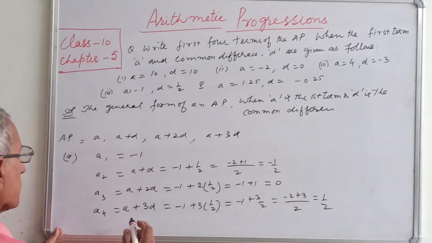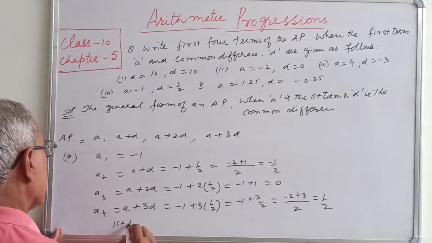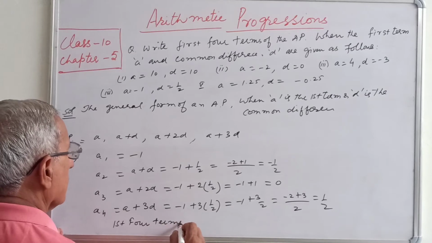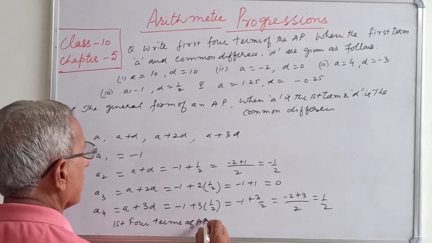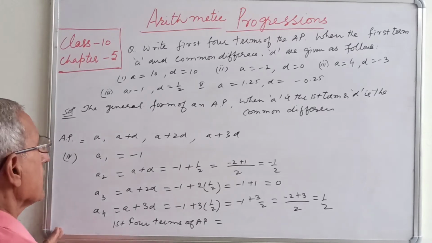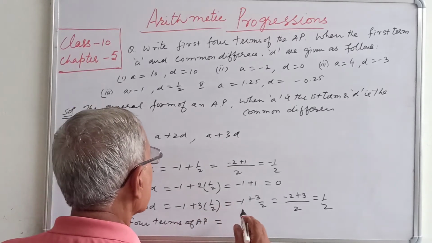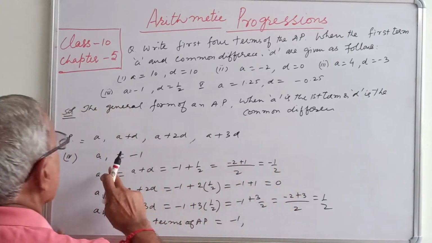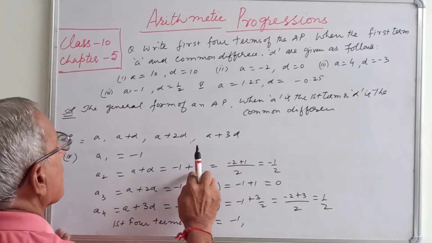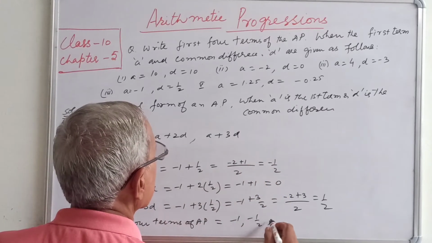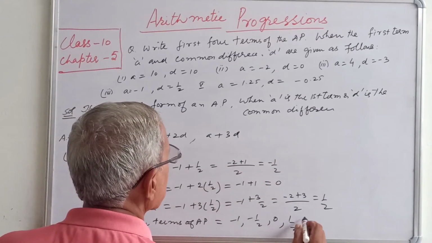The first four terms are terms of AP with a is equal to minus 1 and d is equal to 1 upon 2. The terms are minus 1, minus 1 upon 2, 0 and 1 upon 2.